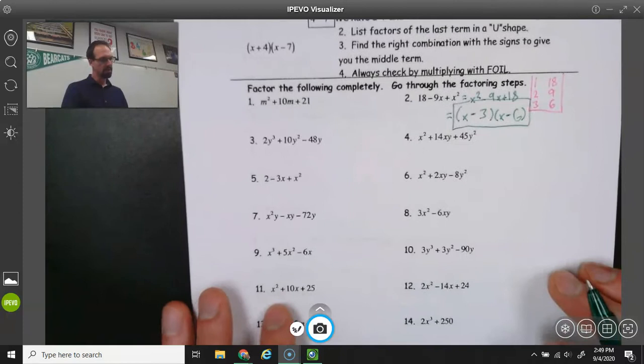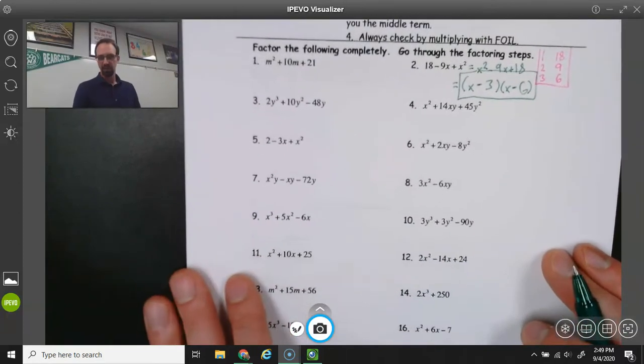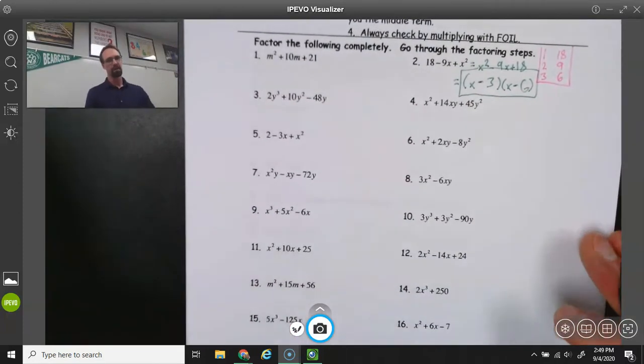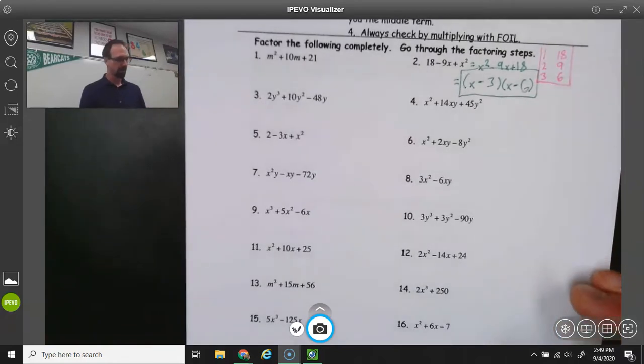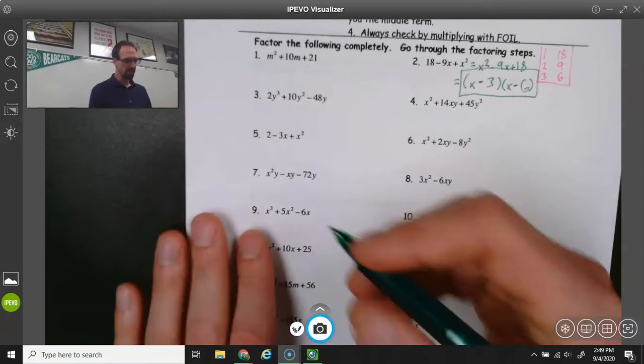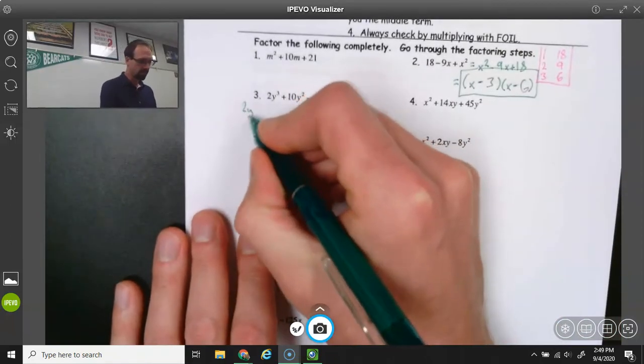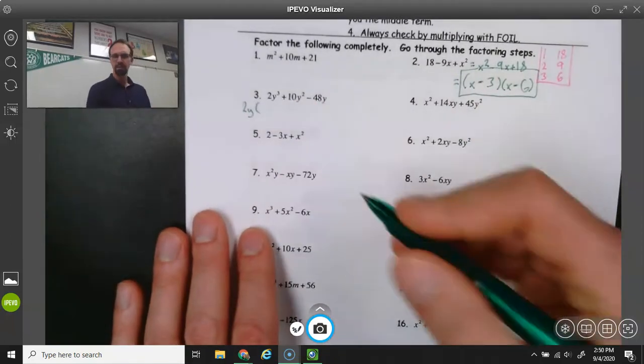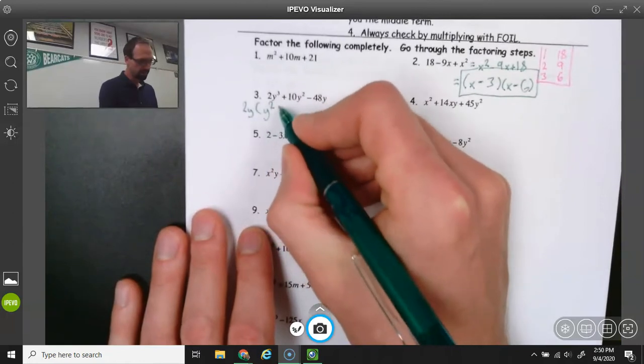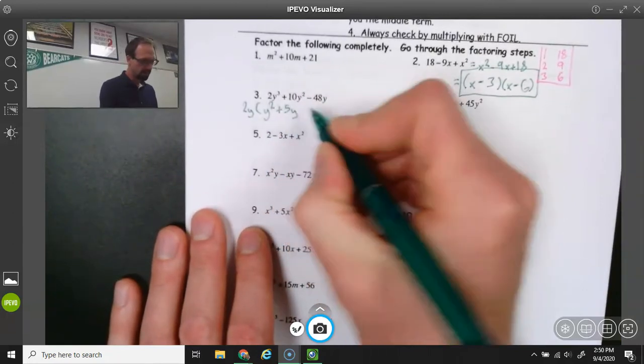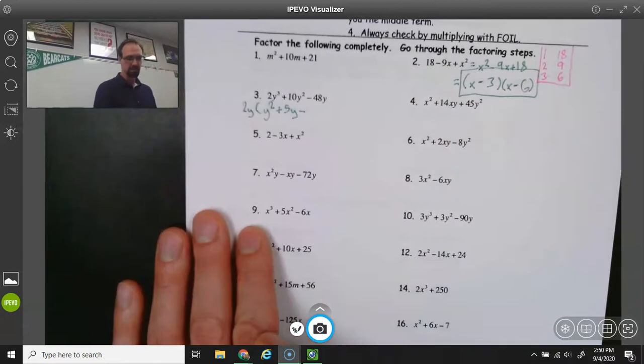Number 3, what we have here is a GCF we can pull out. So check first. Always check to see if there's a GCF you can take out first. So looking at this, I see 2 goes into all of these. There's also a y that goes into all of them. So let's factor out a 2y from all of these. I'm left with a y squared plus 5y. And then minus, ooh, be careful.